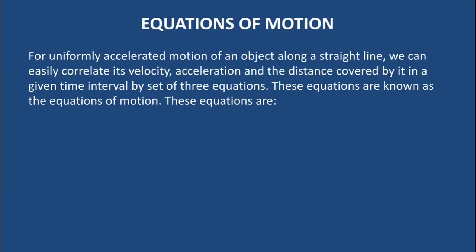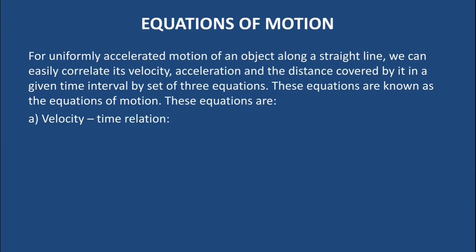Now let us study equations of motion. Equations of motion are those equations which establish a relationship between the velocity of an object, acceleration of the object, and distance covered by it in a given time interval. There are three equations of motion. The first equation of motion is known as velocity time relation.